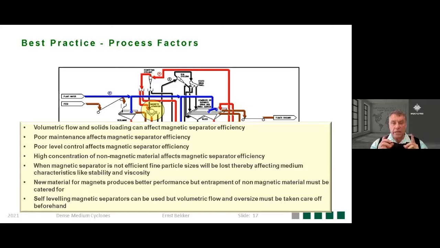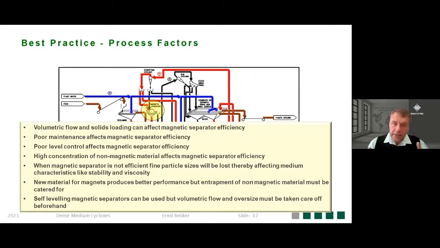Then there's the high concentration of non-magnetic material. I said to you, the volumetric loading is one area for design, and then there are the grams per liter of magnetic material. So if you have a high content of non-magnetic material, it starts to affect the performance of the magnetic separator as well. And here's the thing: if the magnetic separator is not operating efficiently, it starts to lose the finer fraction first. Your media becomes progressively coarser, and that leads to a different behavior inside the dense medium cyclone.